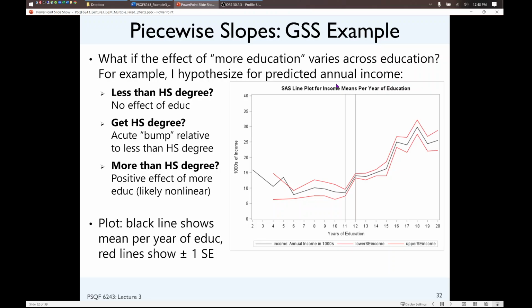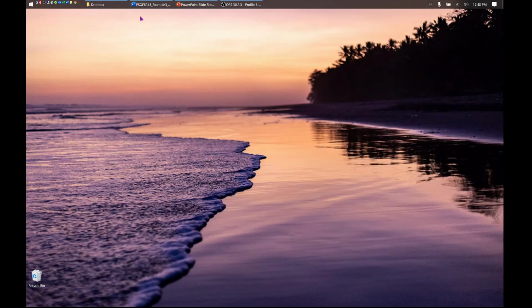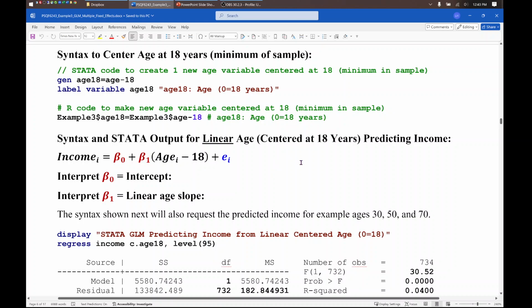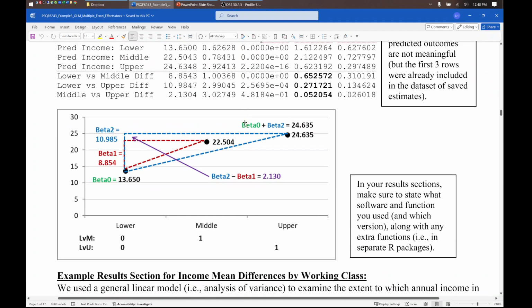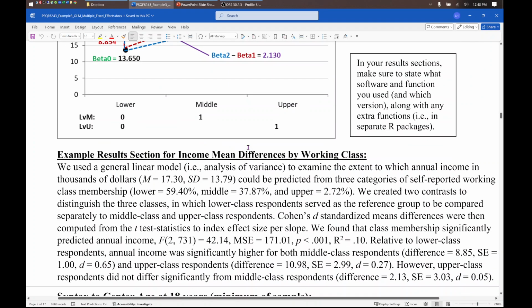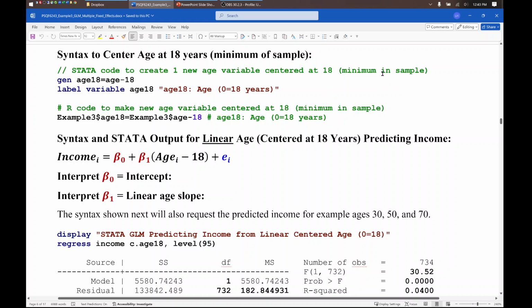Okay, so I'm going to save the piecewise slopes for in class next week and switch gears to look at this corresponding syntax and output within example 3. So I'm on page 6 of 17 here. It's right after the plot that's showing the predicted scores and slopes for all of the 3 groups related to reported working class. So the first thing that I need to do to examine how age predicts income is make my new variable. So the code to do that in Stata is right here.